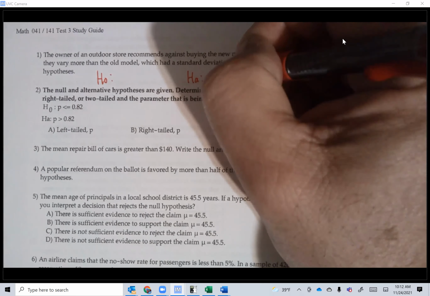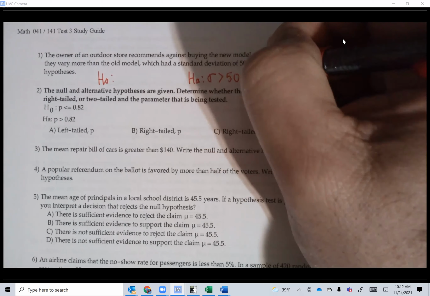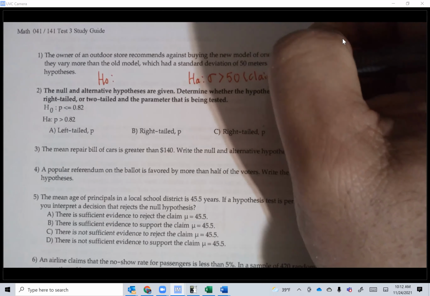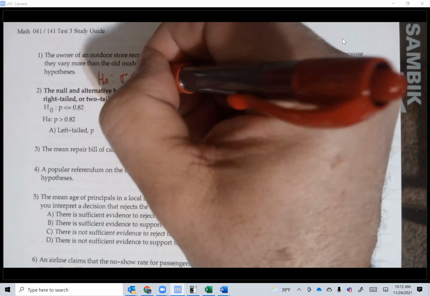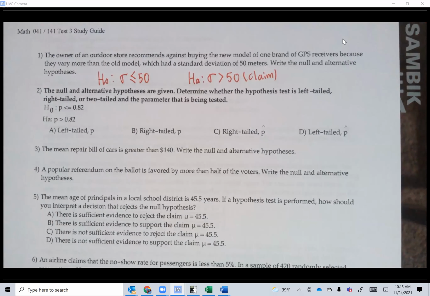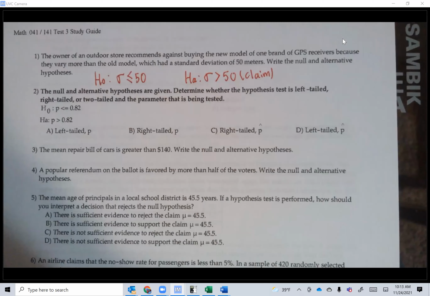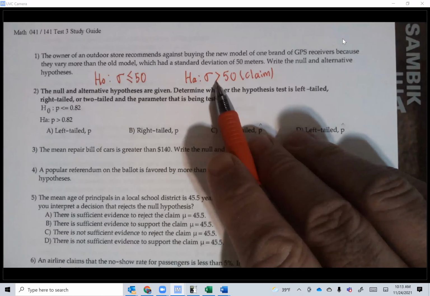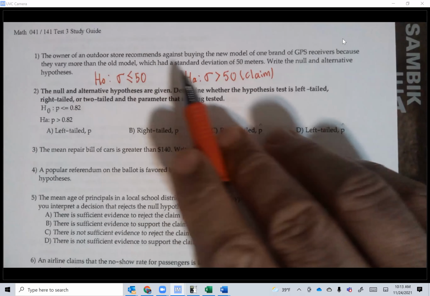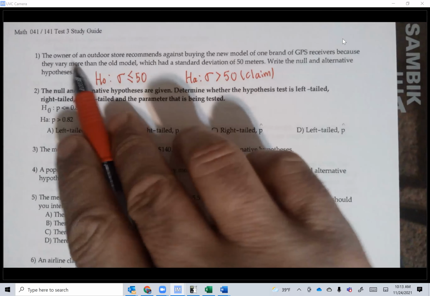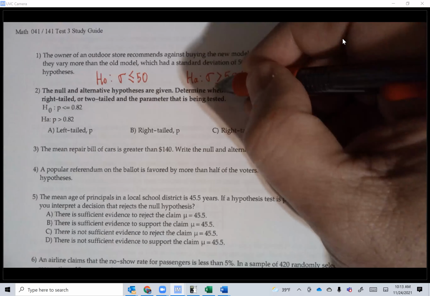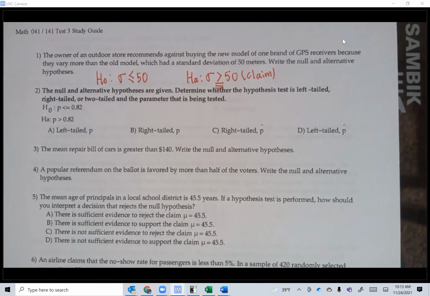Sigma is more than 50. This is where the claim is. And that one will be sigma less than or equal to 50. That's the null and the alternative. If you ask me again, how did I figure out it's sigma? It says variation means standard deviation. More, that's a more right here, than 50.